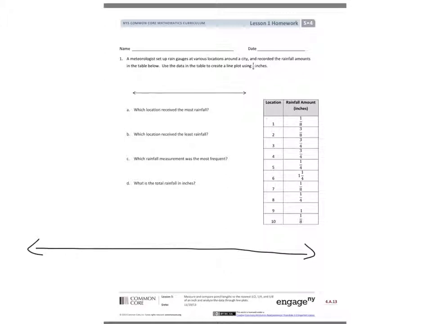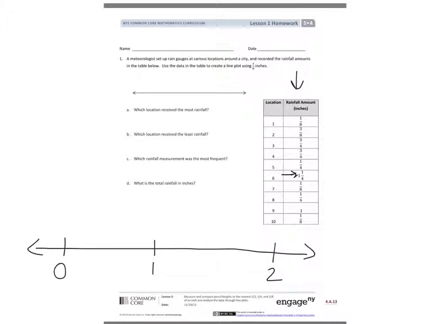So the first thing I'm going to do is look at the data that's given to me right here, and I'm going to notice that 1 1/4 is my biggest number, which means I need to go over 1 on my line plot. So I have 0, 1, and a 2. And so now I'm going to start plotting my points.